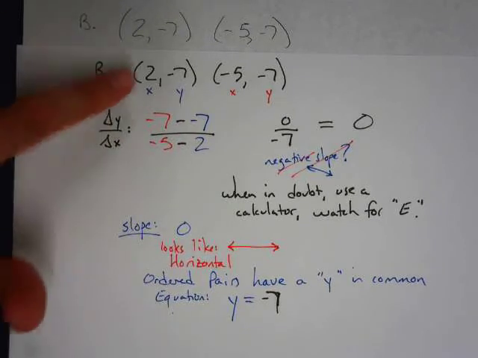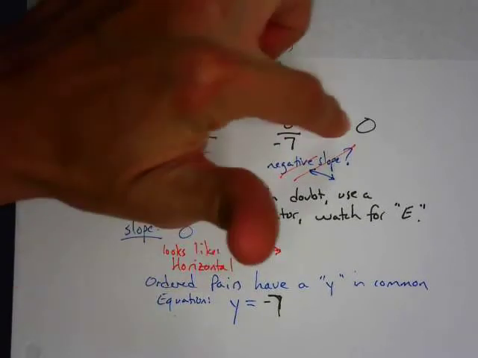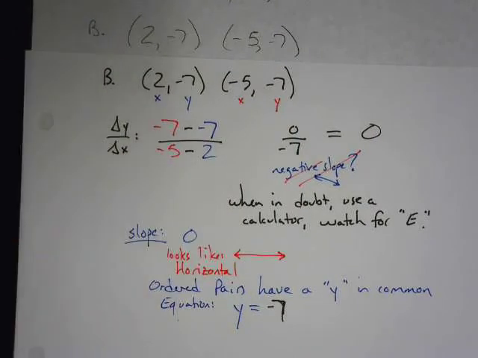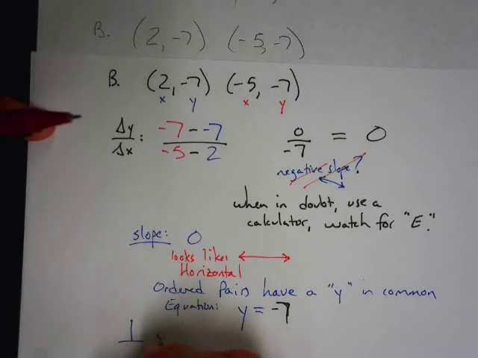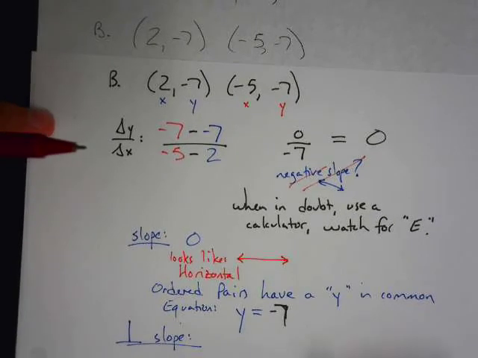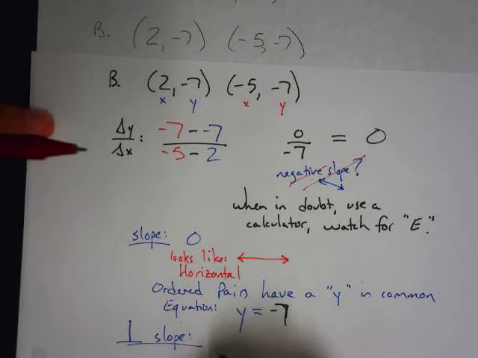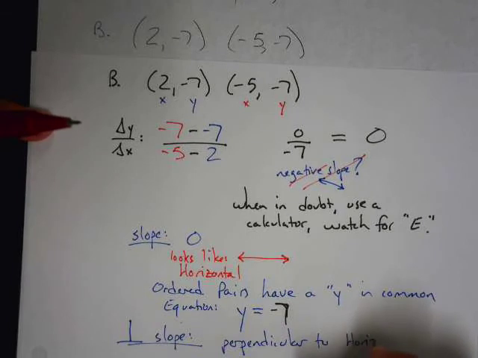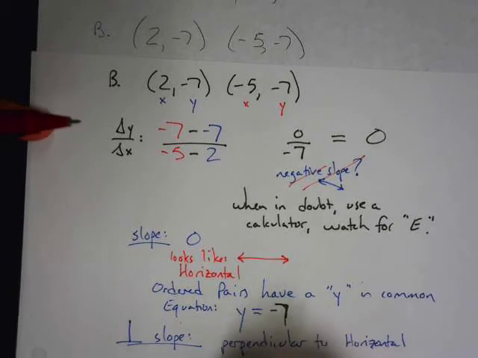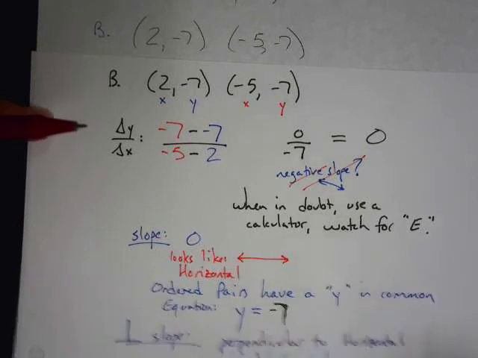Anyway, so the slope of these two ordered pairs is 0 over 7, which is 0. So the slope is 0. Now, what's interesting? What's perpendicular to a slope of 0? So the perpendicular slope then is perpendicular horizontal. Guess what's perpendicular to horizontal? Vertical, right? So perpendicular to horizontal is vertical. How cool is that? It's just simple vocab, right?